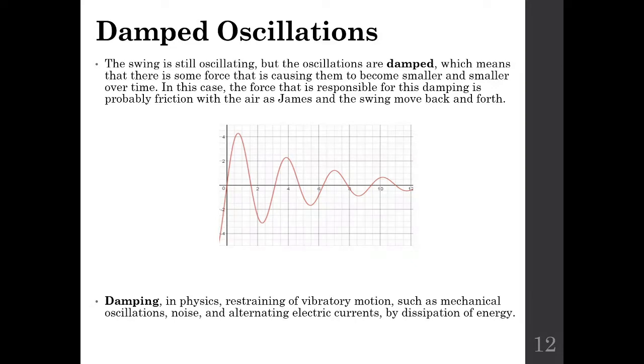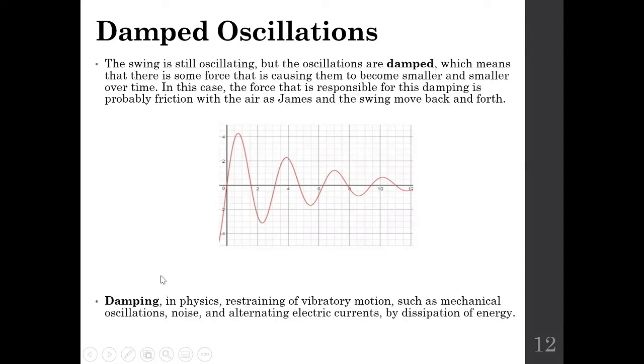In this case, the force that is responsible for this damping is probably friction with the air as James and the swing move back and forth. Now, if you start drawing the to and fro motion of James, then you will get a graph like this, where you start with the maximum amplitude, and as James stops pumping his legs, the amplitude of the oscillations is decreasing along the time axis.